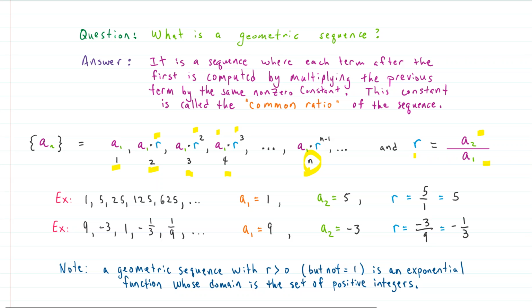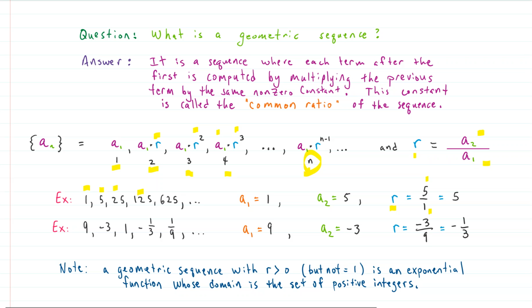The first example, the first term is 1, the second term is 5, the third term is 25. If we want to find the common ratio r, we take the second term, which is 5, divided by 1, the first term, and we get 5. So each term after the first is multiplied by 5. So 1 times 5 is 5, 5 times 5 is 25, 25 times 5 is 125, and so on.